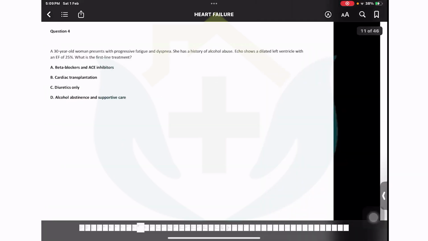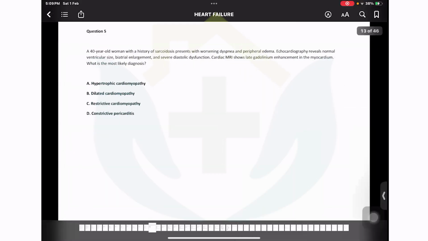So shall we move to the next? Yes. A 40-year-old woman with a history of sarcoidosis presents with worsening dyspnea and peripheral edema. Echocardiography reveals normal ventricular size, biatrial enlargement, and severe diastolic dysfunction. Cardiac MRI shows late gadolinium enhancement on the myocardium. What is the most likely diagnosis?